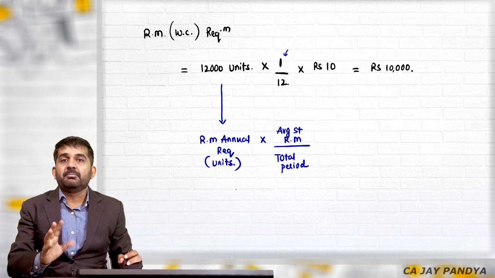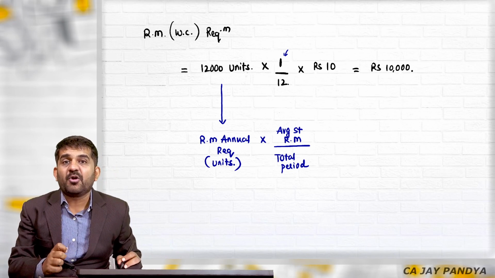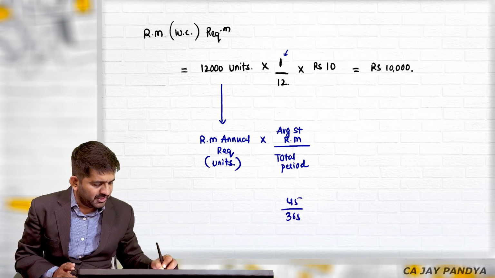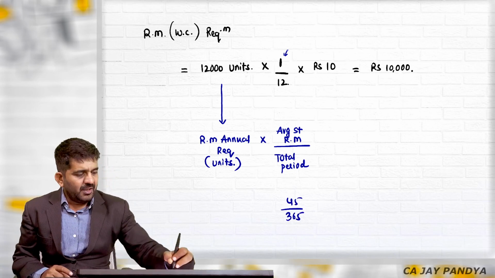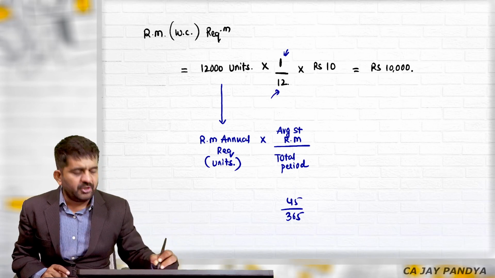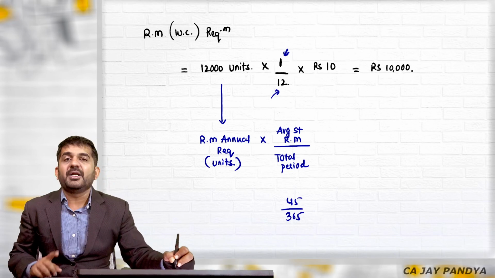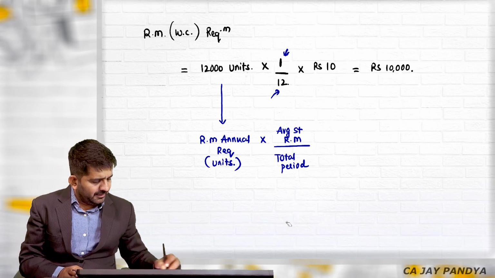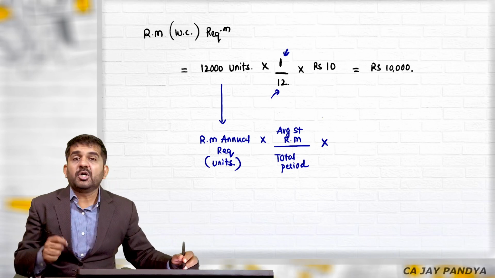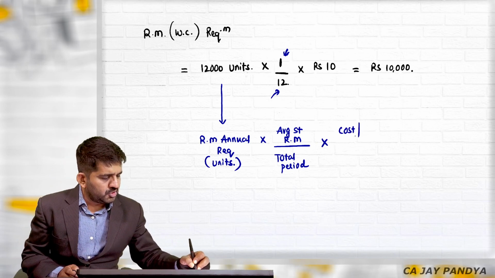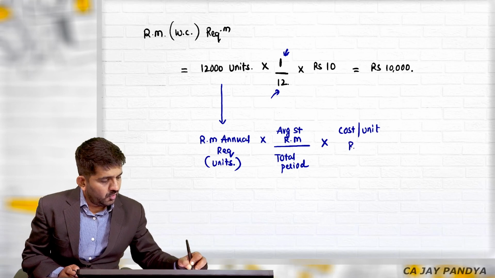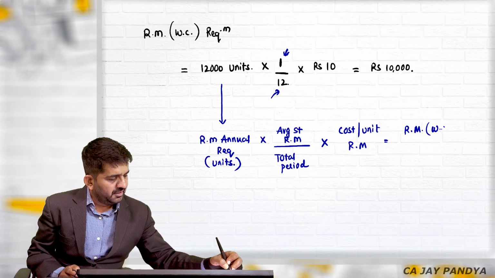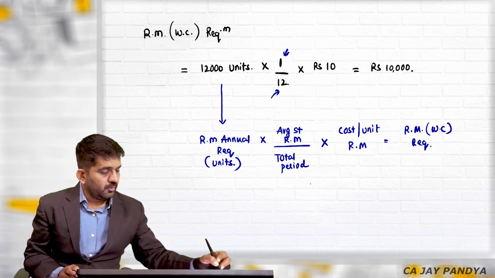Try to understand. Sometimes raw material stock will be for 45 days. Then you will have to do 45 divided by 365, not divided by 12. If you are taking the numerator in days, you should take the denominator in days. Here we are taking the numerator in months, so we will be taking the denominator in months. Multiplied by, what is rupees 10? It is the cost per unit of raw material. I will be getting the raw material working capital requirement.